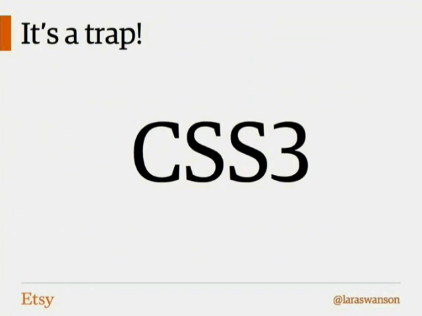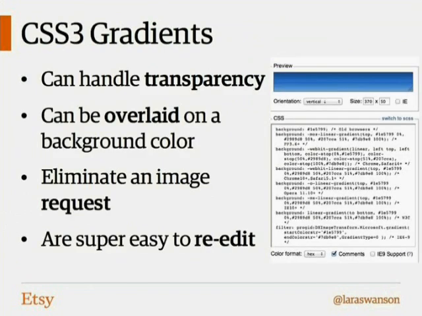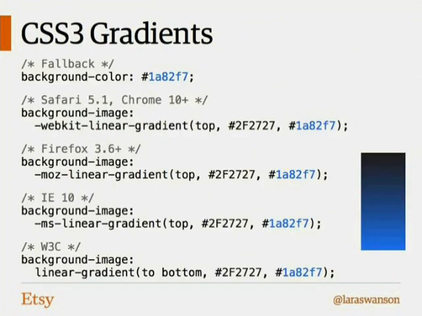CSS3 gradients are amazing. They can handle transparency. They can be overlaid on a background color. They eliminate an image request, and they're super easy to re-edit later if you need to change something about it. You can see in the CSS that we're choosing colors and the direction of the gradient. No image requests are needed.